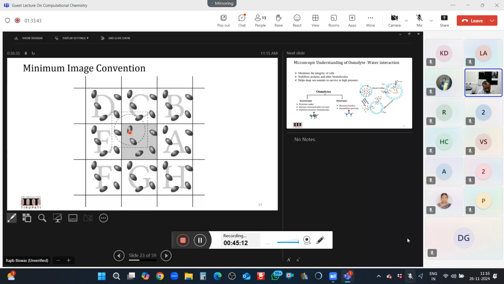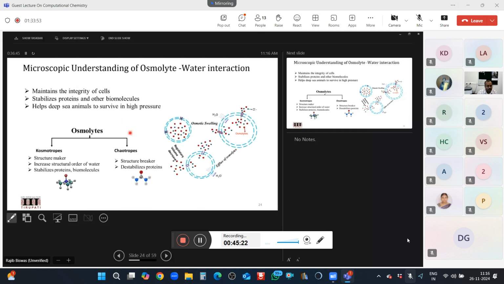Whatever I thought of discussing, it is done. Now I will just go quickly through one or two examples where we have used these methodologies in our laboratory.